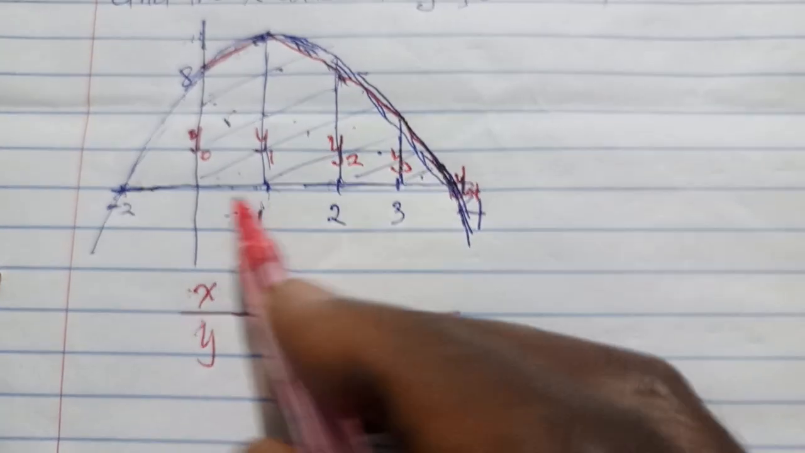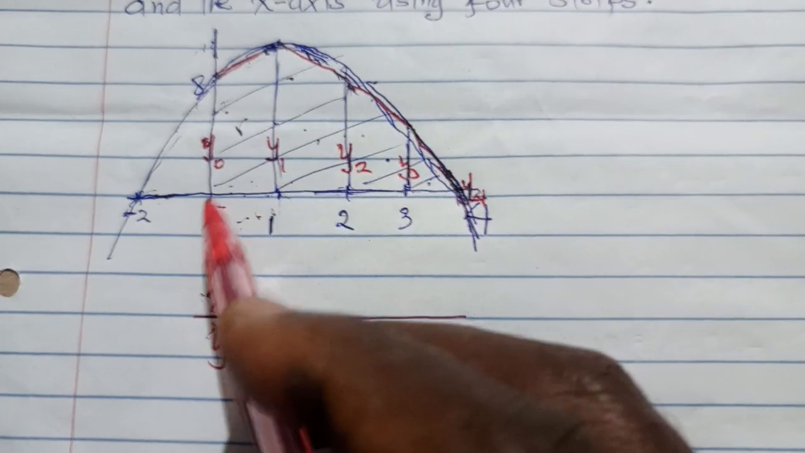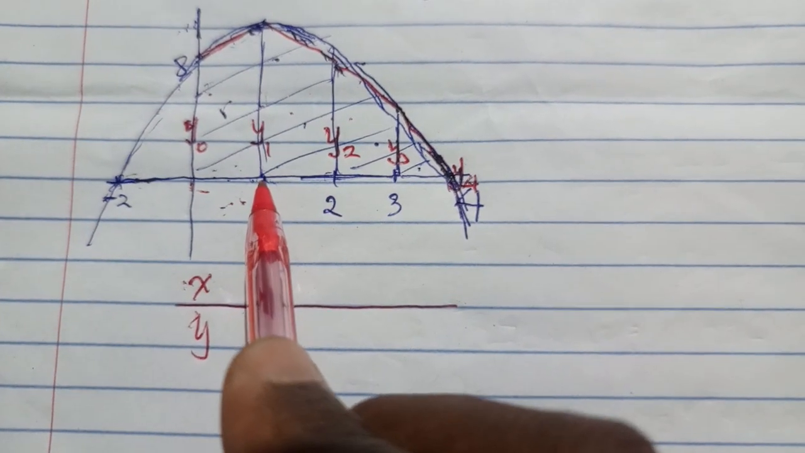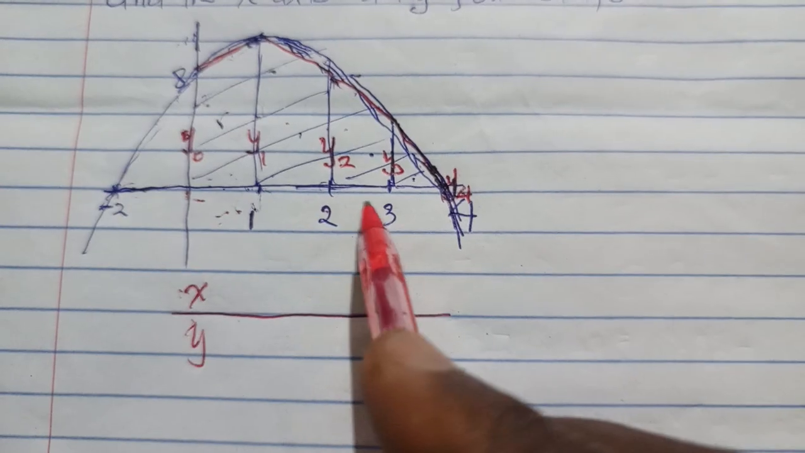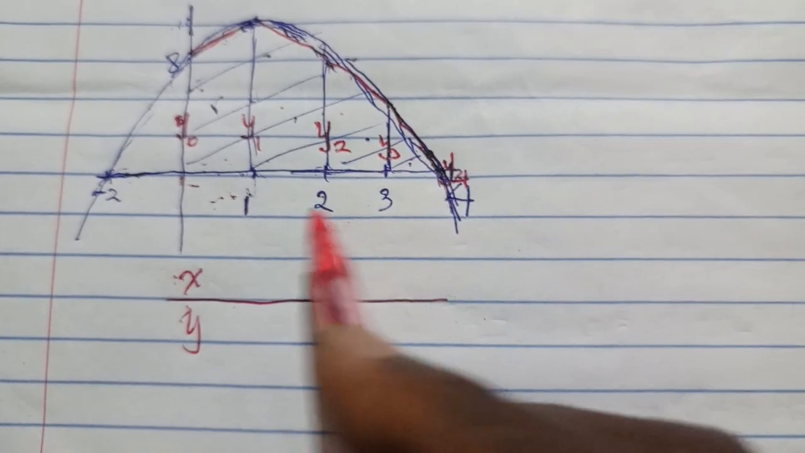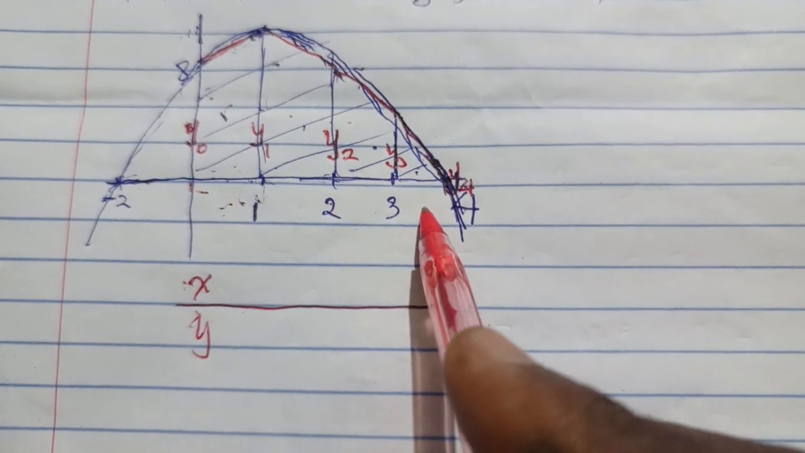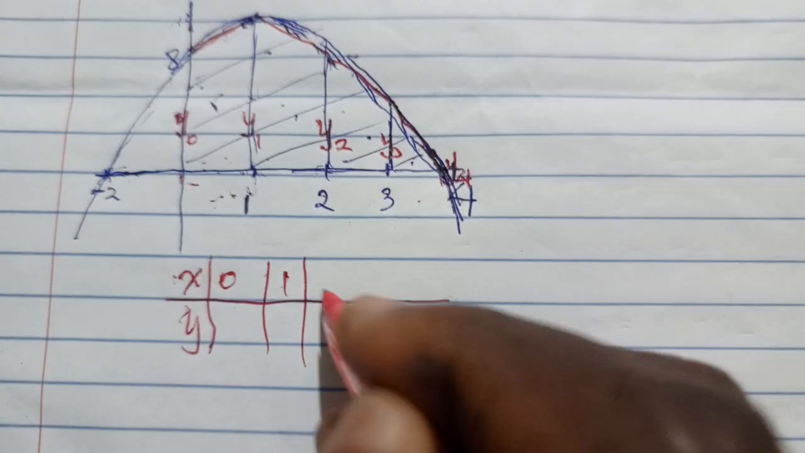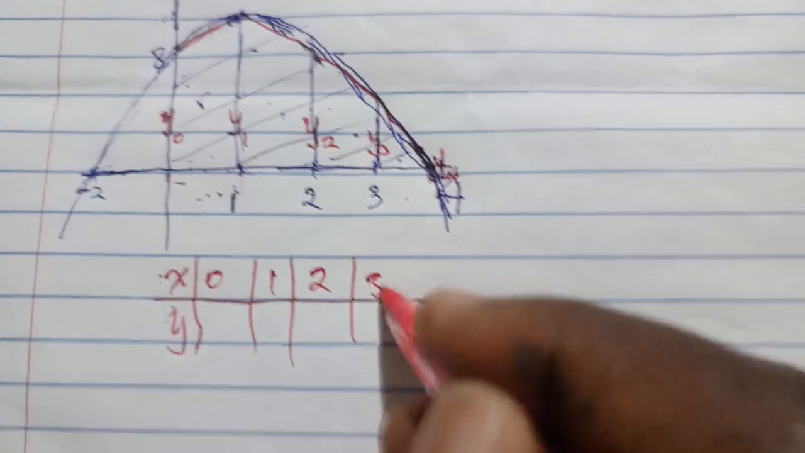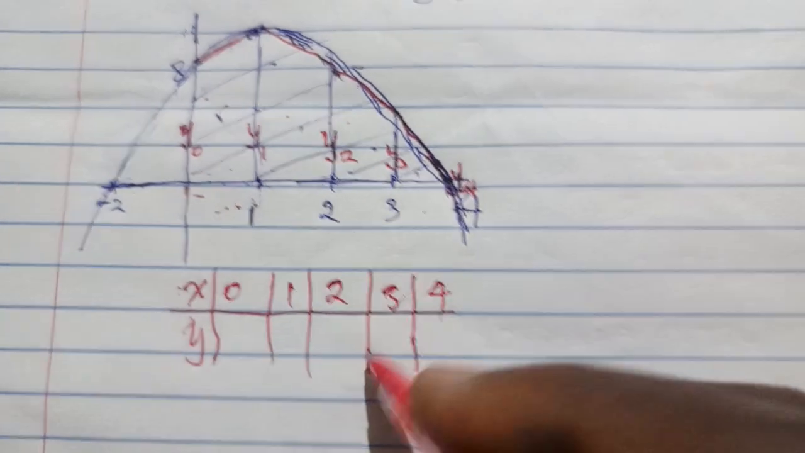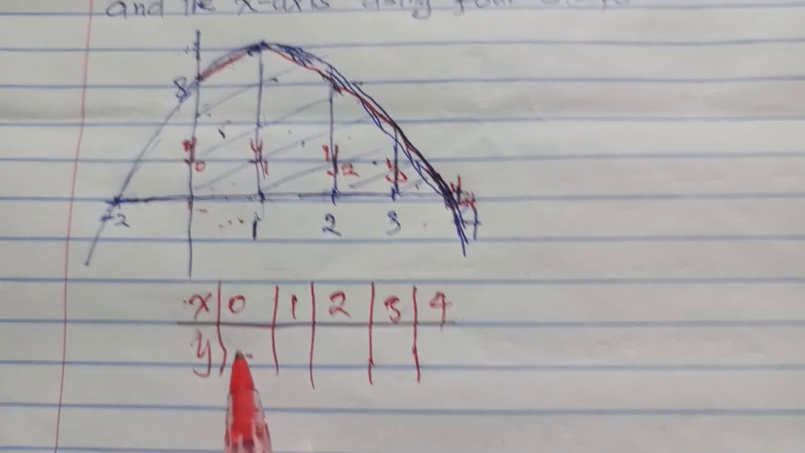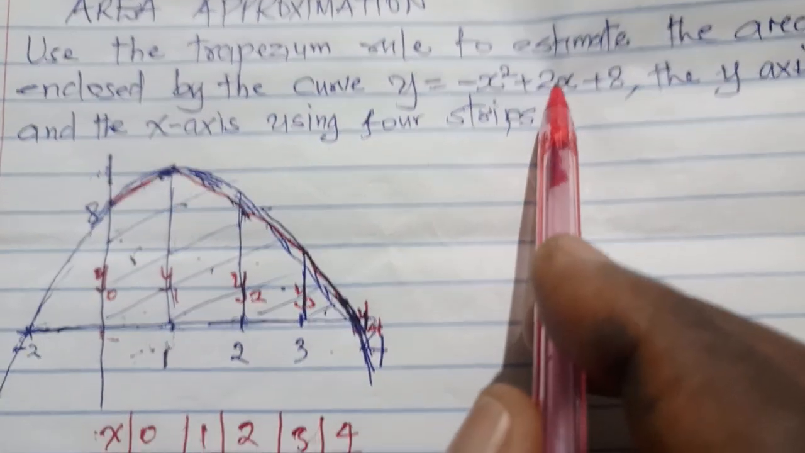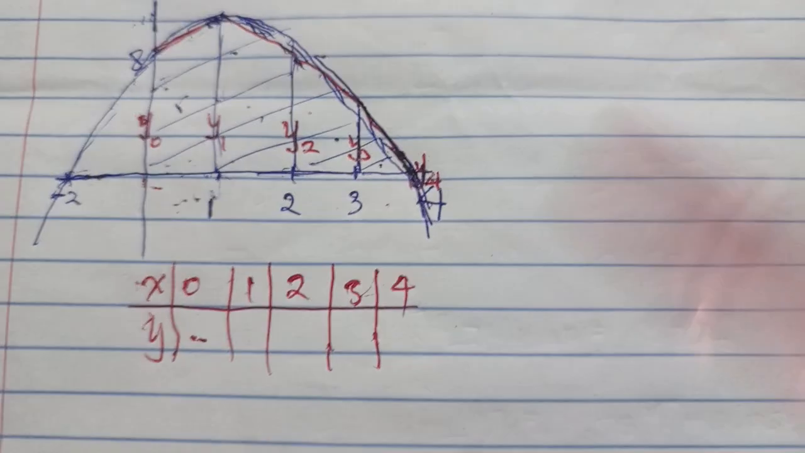So you can see here, y0 will be determined by the value of x here. y1 will be determined by the value of x here, which is 1, and then 2, y2, y3, and y4 respectively by the respective values of x that we have here. So we'll start with x at 0, then x at 1, 2, 3, and 4. And these corresponding y values are obtained by substituting the x values in the function.